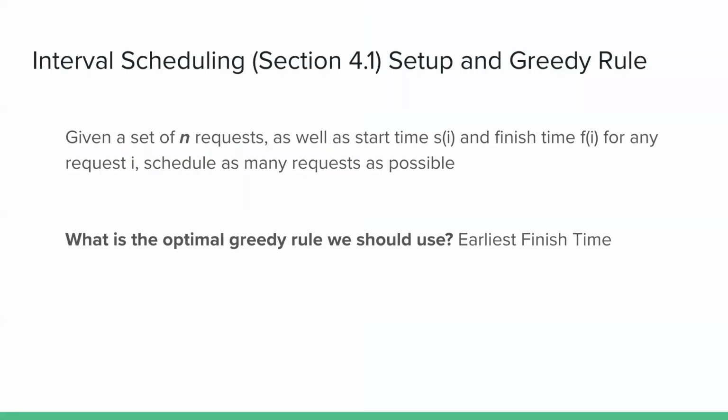All right, so interval scheduling. Here is the setup for the interval scheduling problem: given a set of n requests, as well as start times and finish times for any request i, schedule as many requests as possible. The optimal greedy rule that we've used, and we've covered this before, is earliest finish time. Does anybody know the intuition behind why we've chosen that greedy choice for this problem?